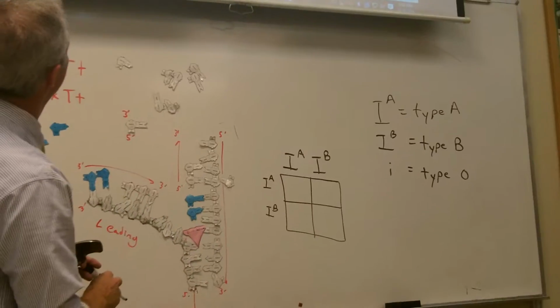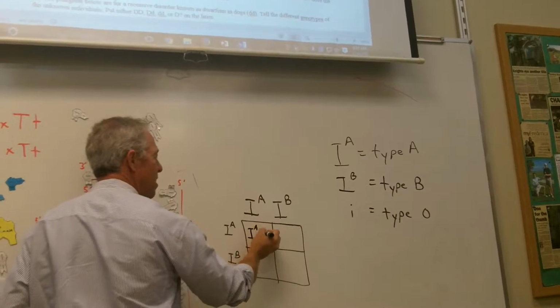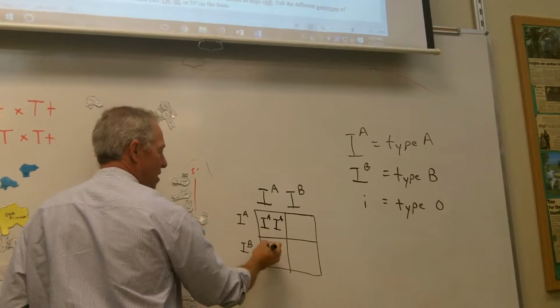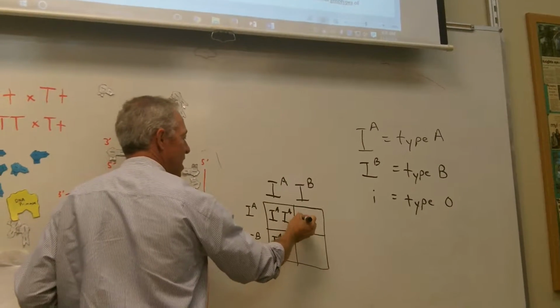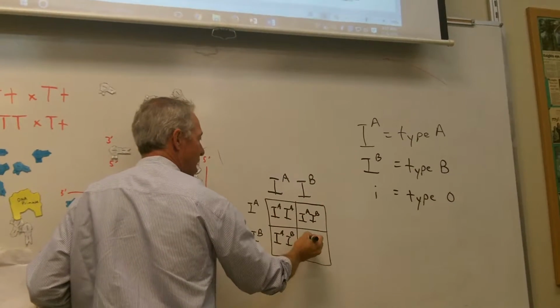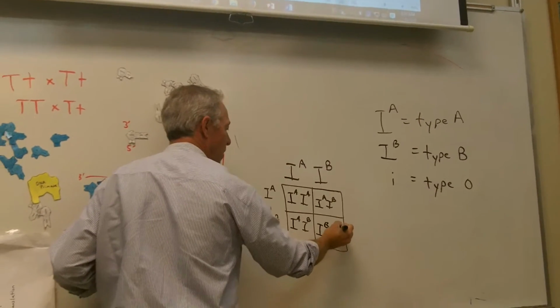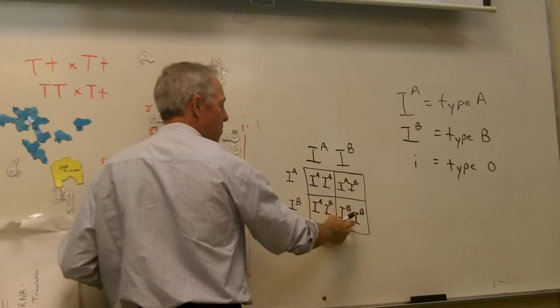Wait, is that what it says? Yeah. Could you have a type A kid? 50%. That's a type A kid. This kid is type AB. This kid is type AB. And this kid is type B. Type A, type AB, type AB, type B.